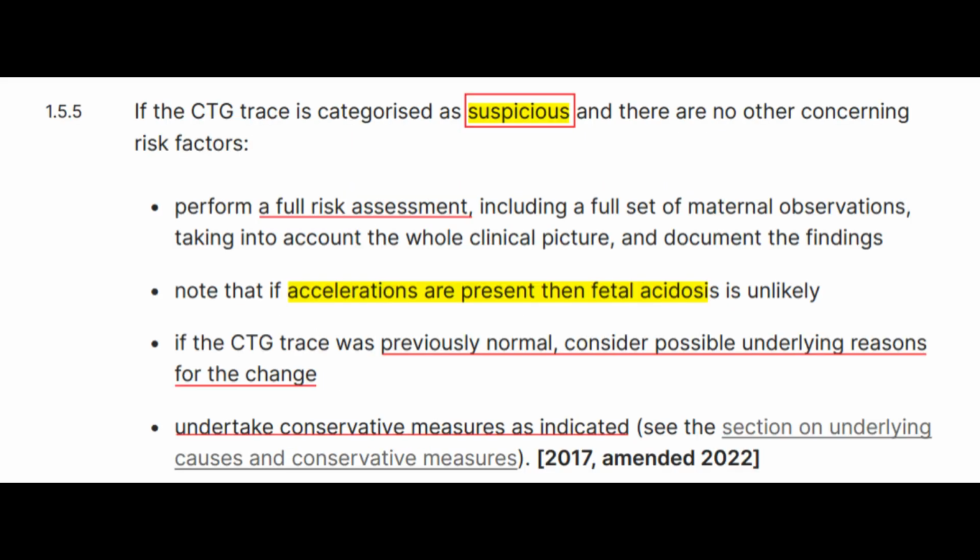If the CTG trace is categorized as suspicious and there are no other concerning risk factors, perform a full risk assessment, including a full set of maternal observations, taking into account the whole clinical picture, and document the findings. Note that if accelerations are present, then fetal acidosis is unlikely. If the CTG trace was previously normal, consider possible underlying reasons for the change. Undertake conservative measures as indicated.